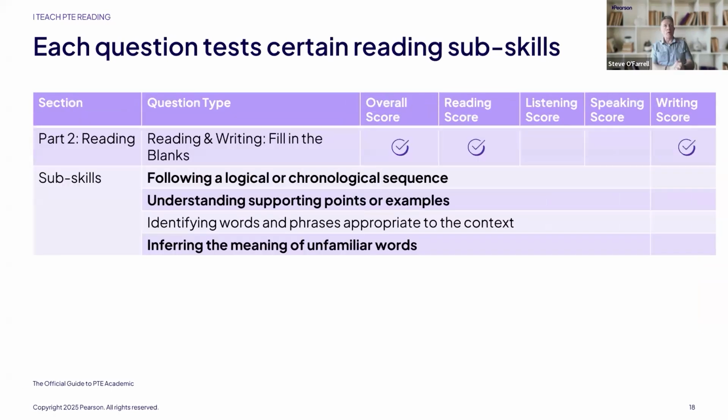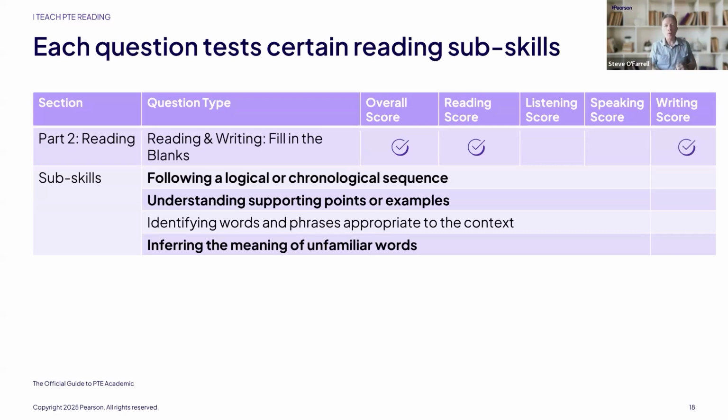So here we are. The sub-skills are things like following a logical or chronological sequence, understanding supporting points and examples, identifying words and phrases appropriate to the context, and inferring the meaning of unfamiliar words. Now, you might notice 3 of those are in bold, okay? Keep an eye on those. We'll see what happens with those as we go through.